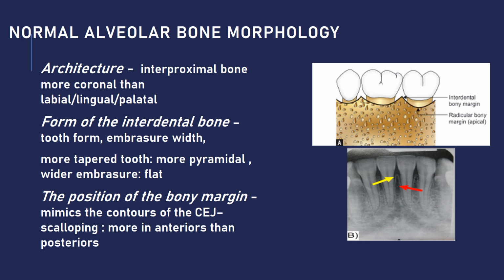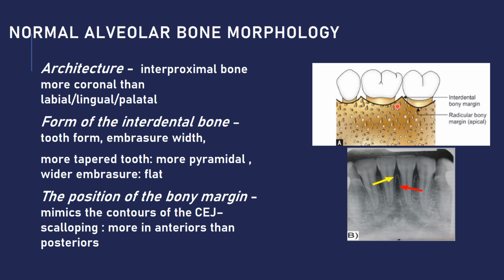So coming to normal alveolar bone morphology. What is normal alveolar bone morphology? It's very important to perform resective osseous surgery correctly. There is scalloping that depends on both tooth and tooth root form, and tooth position in the alveolus. So always a normal architecture will be like this. The interdental bone will be more coronal than the labial, lingual or palatal. So you can see that this is a normal structure.